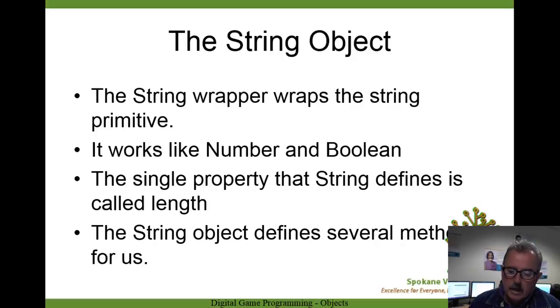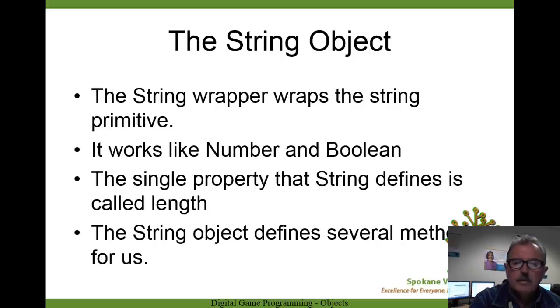So let's discuss the String object. This is the final wrapper class that we really have to discuss in ActionScript, and that is the String wrapper. It wraps, as you might guess, a string primitive. It works just like Number and Boolean. The single property that String defines is called length, the length of the string.